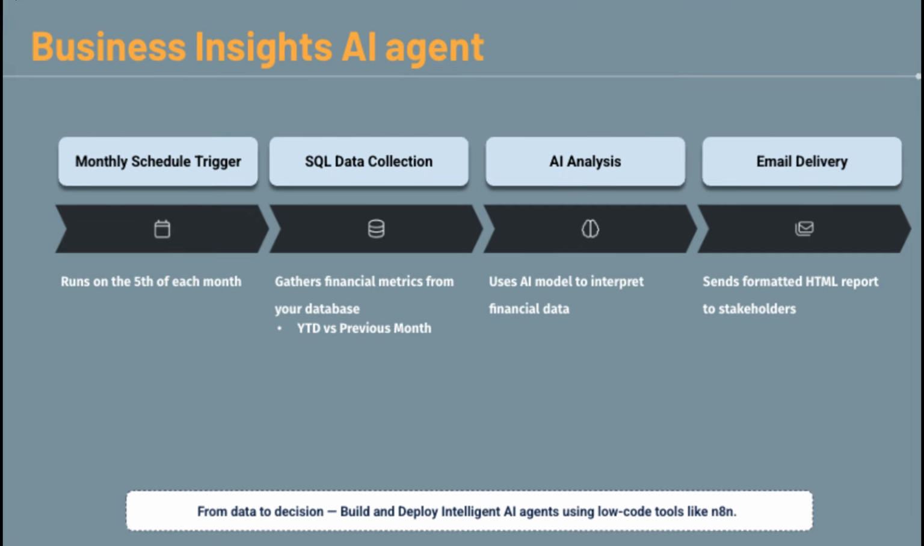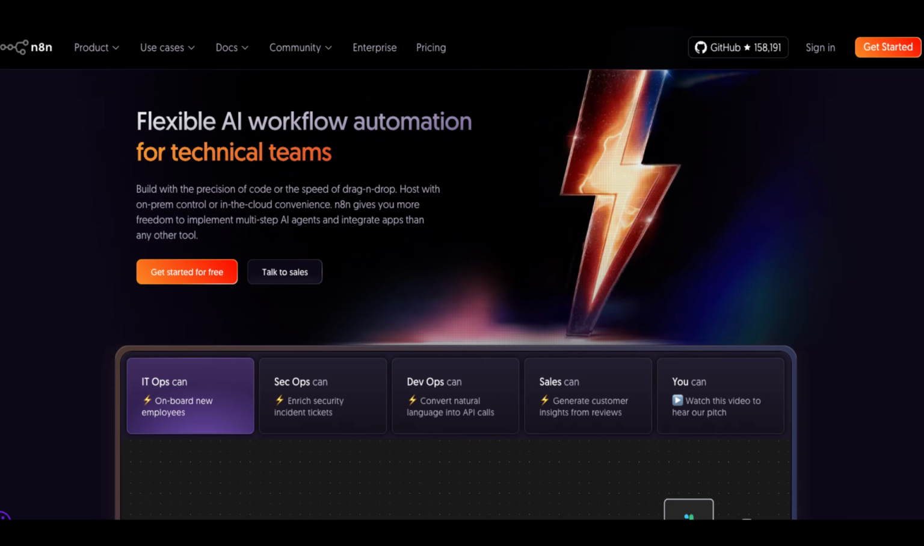For this video, we are going to build a business insights AI agent. So if you remember the four components from the previous slide, first we are going to make sure that there is a monthly schedule trigger. We are going to make sure that there is a data collection step. We are going to hook up an AI model so that the AI analysis can take place. And then the final output will be an email summary of the business insights. So let's jump in. It's time to build.